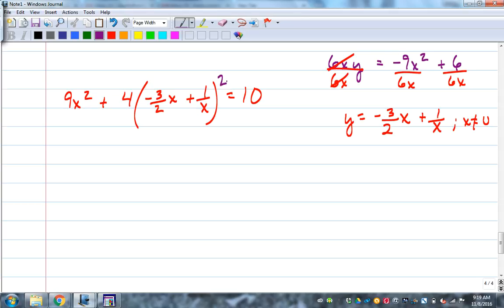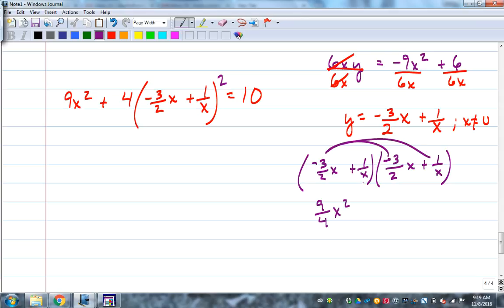Yeah, and it's squared. All right, so square that first. Yeah, that's not fun. So we're going to have to do the little FOIL method here. So that'd be 9 over 4 x squared minus 3 over 2, and then minus another 3 over 2 plus 1 over x squared.